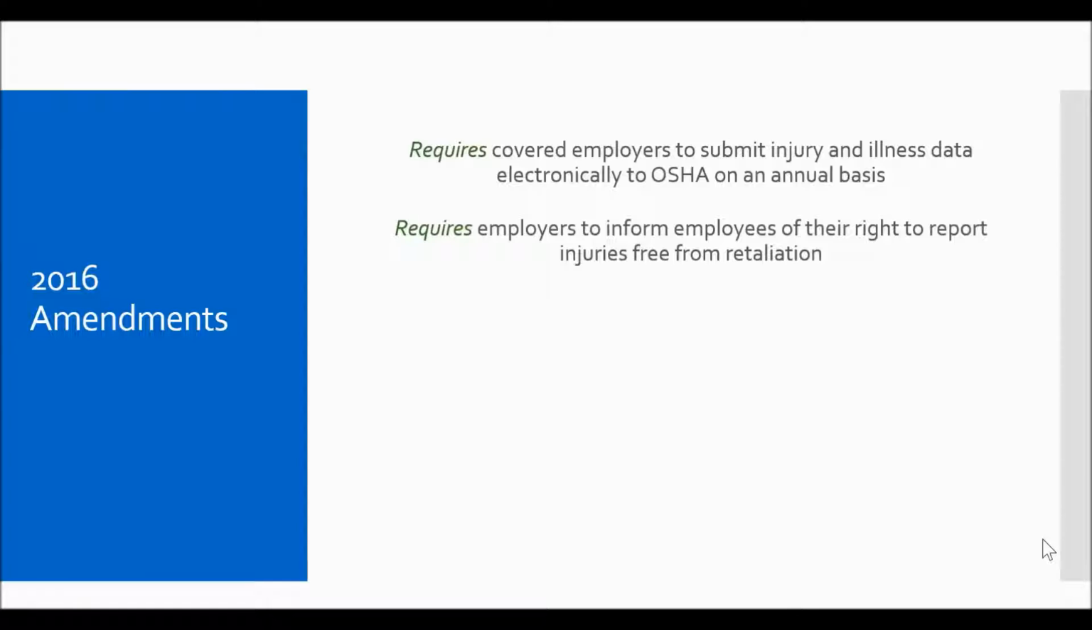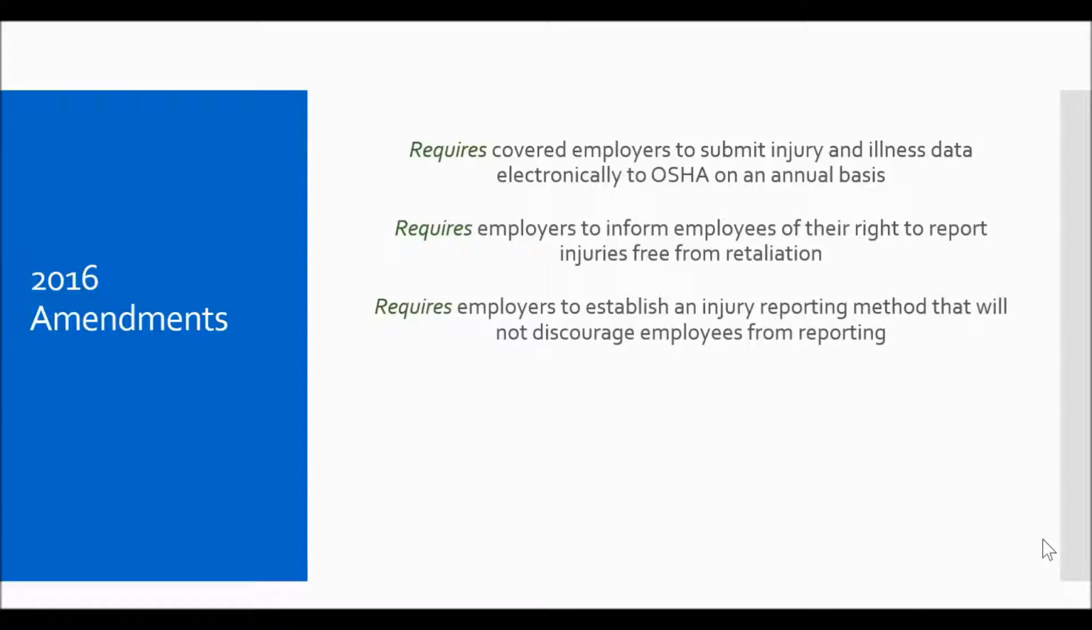Now, the amendment to the recording rule requires employers to submit injury and illness data electronically to OSHA, as we talked about. It requires employers to inform employees of their right to report injuries free from retaliation by the employer. It requires employers to establish an injury reporting method that will not discourage employees from reporting.